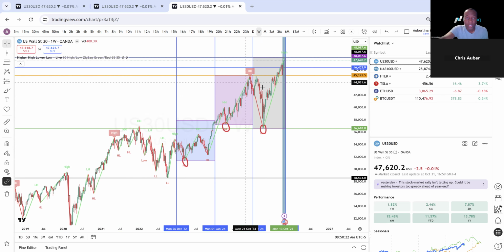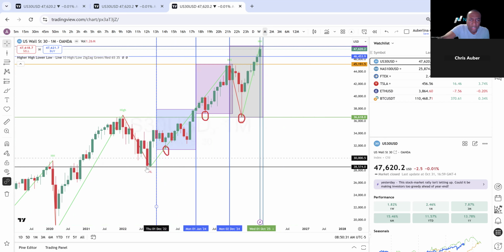Okay. Well, let's jump up. Let's look at the monthly. So the monthly was actually coming from a higher low the previous year.